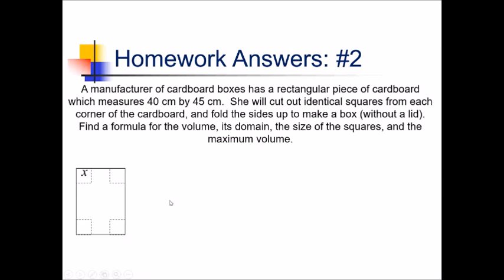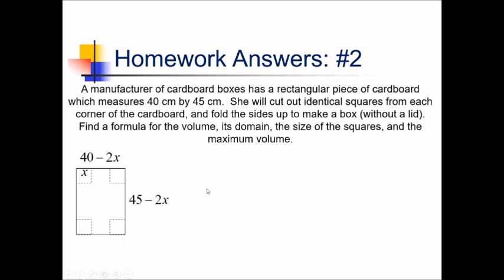So for volume, we need a length, a width, and a height. We've already got the height expressed. X, the length of these squares, is going to be how tall your box is when you fold up these sides. To get the length and the width, I have to look at these sides that we're actually folding up after you cut the squares out. This side up here, which let's just say was the 40 centimeter side, after I cut out those 2x squares, I now have 40 minus 2x left over on that side. On this other side, I have 45 minus 2x.